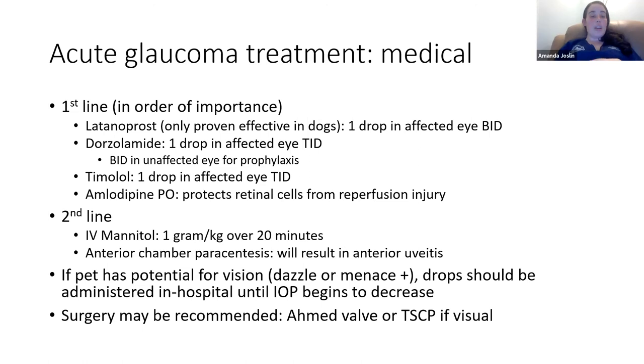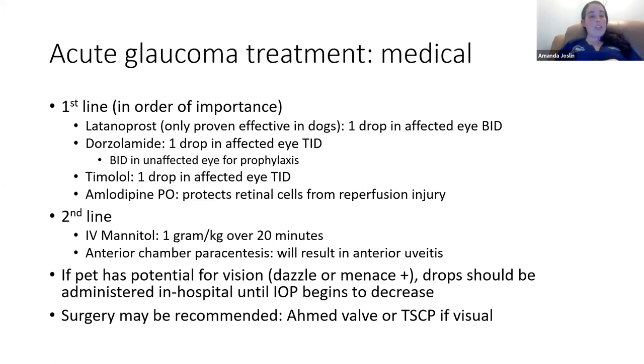Dorzolamide is a carbonic anhydrase inhibitor to decrease fluid production in the eye. You want to start that one drop in the affected eye three times a day, but when we're talking about primary glaucoma, the other eye is most likely also going to show the same signs within the first 6 to 12 months. So we prophylactically start BID treatment of dorzolamide. I use dorzolamide with timolol as a compounded medication put together. But if you're using them separately, you don't have to put the timolol in. Dorzolamide is the more important of the two drops, but I just like using them together.